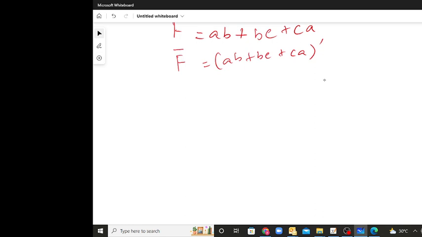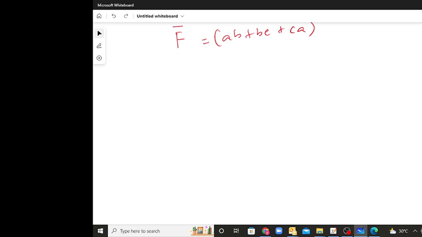So now there are 3 AND operations here, all these 3 AND operations, and then you have OR operations in between. So we'll need more space. First AB, so AB will be 2 NMOS transistors in series.